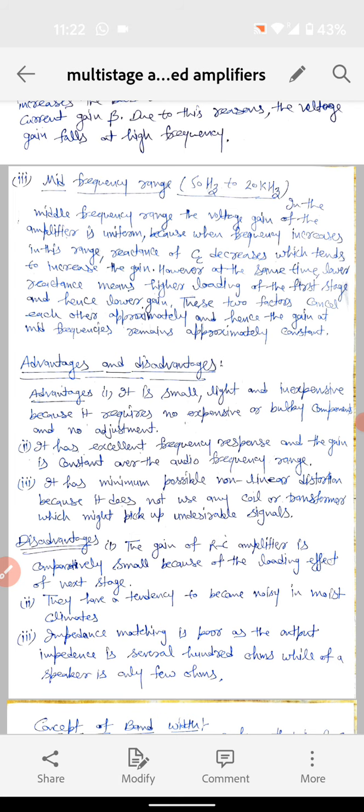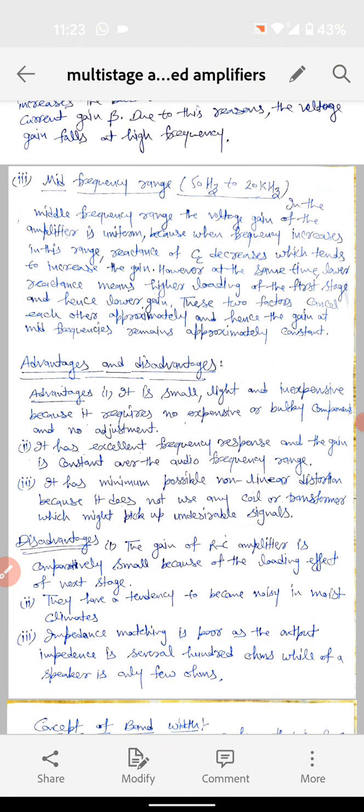Another advantage is that it has excellent frequency response and constant gain over the audio frequency range. Our audio frequency range lies between 20 hertz to 20 kilohertz, and in that frequency range the voltage gain remains constant. And one more thing is it has minimum possible non-linear distortion, because it does not use any coil or transformer which might pick up undesirable signal. So all these are its advantages, and there are some disadvantages of this circuit also.